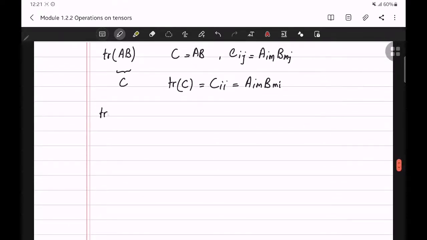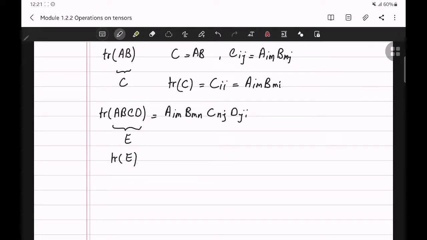Similarly, the trace of A, B, C, and D is equal to AimBmnCnjDji. Why? Because I can set this equal to E, and the trace of E is nothing but Eii.